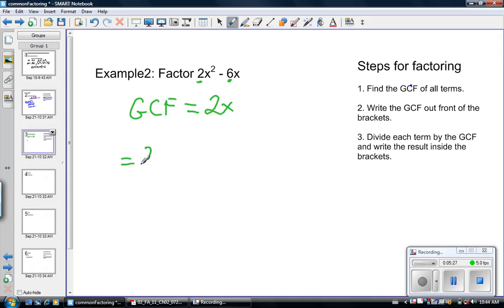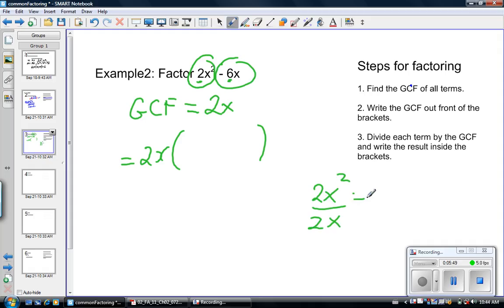To factor this, we do our second step, because we already did the first. We found the greatest common factor. The second step is to write down the greatest common factor out front, and then inside the brackets we divide each of the original terms by that greatest common factor. As a side, we'd say it's 2x squared divided by 2x. x squared divided by x will leave us with just an x, and 2 divided by 2 is just 1, so it's a 1x, but I'm not going to write it.